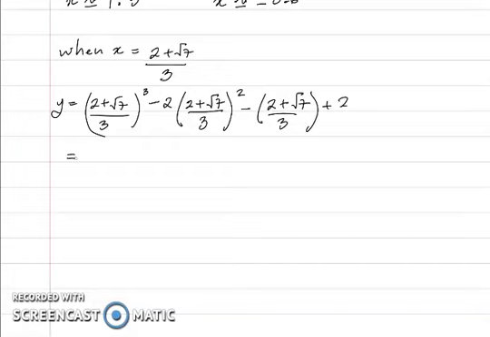Now, if you have a really good calculator, you can just put this in the calculator and press equal, and y is going to come out to be minus 0.6. So one turning point is x, which is equal to 2 plus the root of 7 over 3, which is approximately 1.5, and y, which is equal to minus 0.6. So 1.5, minus 0.6 is a turning point.